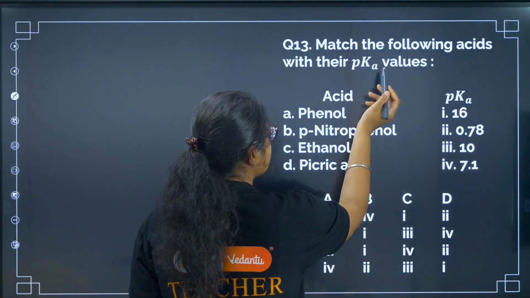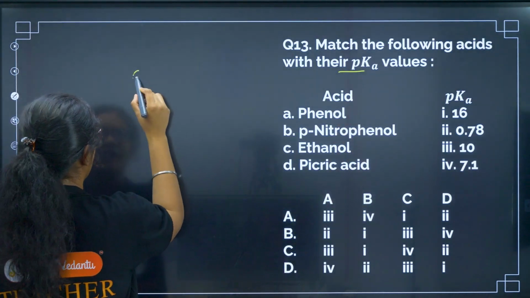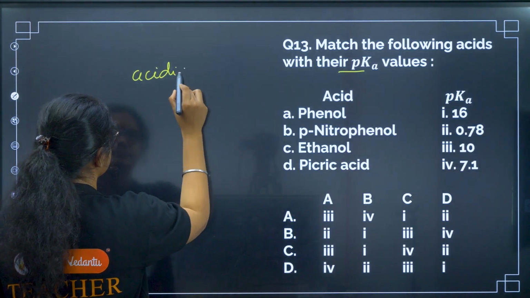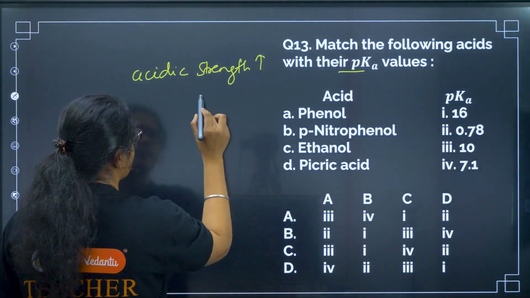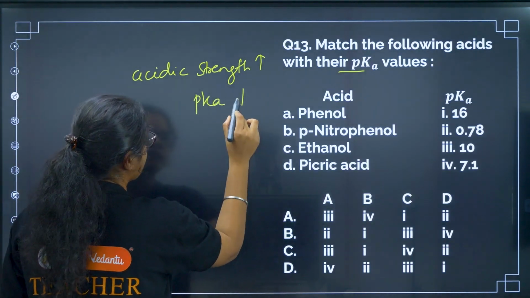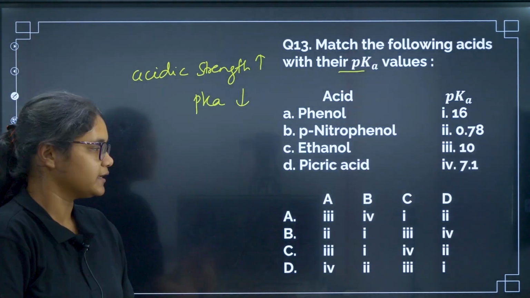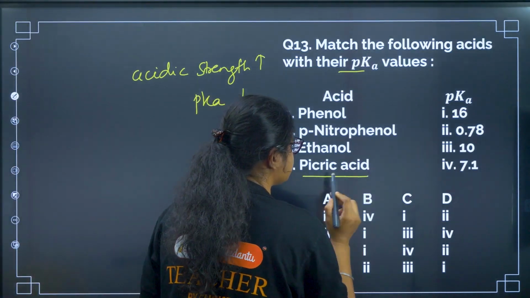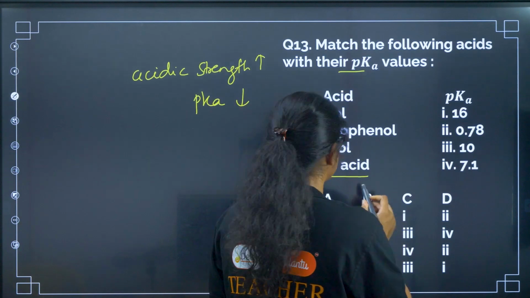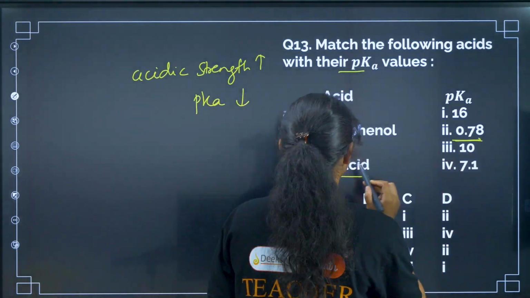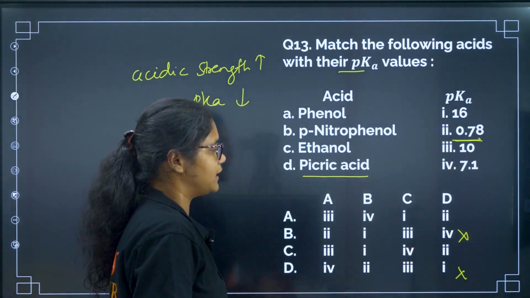Okay, next is acids and their pK value. Here we have to know a certain thing. If the acidic strength is high, then the pK value will be less. More the pK value, weaker is the acid. We know picric acid is the strongest acid, so its pK value will be the least. Out of these, this is the least value, so D will be 2. So these options we can eliminate.